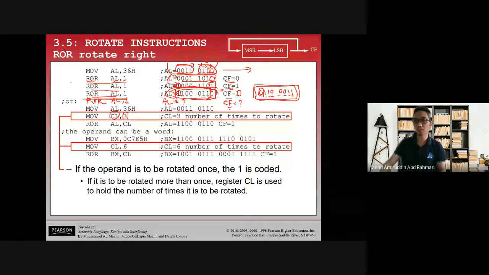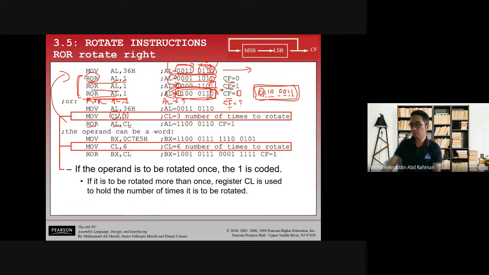Alright, so that's one type of the rotation. Another one, we can also use CL, where CL is if we want to just put one command of this ROR. Meaning that we put ROR, AL, and CL, and then CL states how many times we want to rotate the number. So let's say we did this 3, so we put the CL as 3. We move 3 to the CL, and then CL is put over here after the AL, ROR AL, comma, CL, and then you still get the same result as this command.